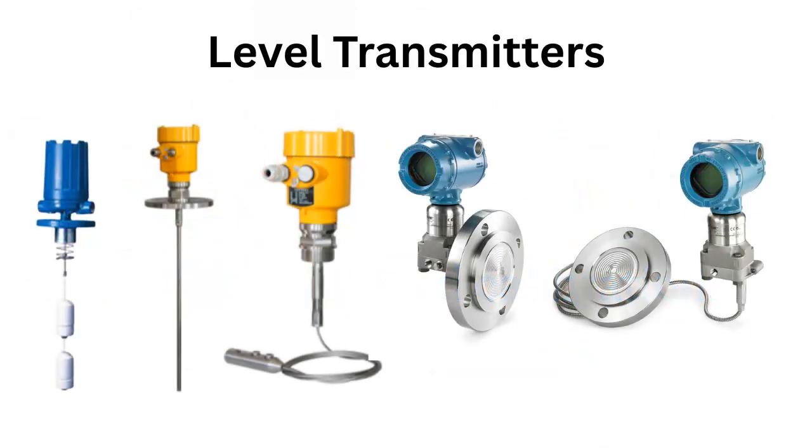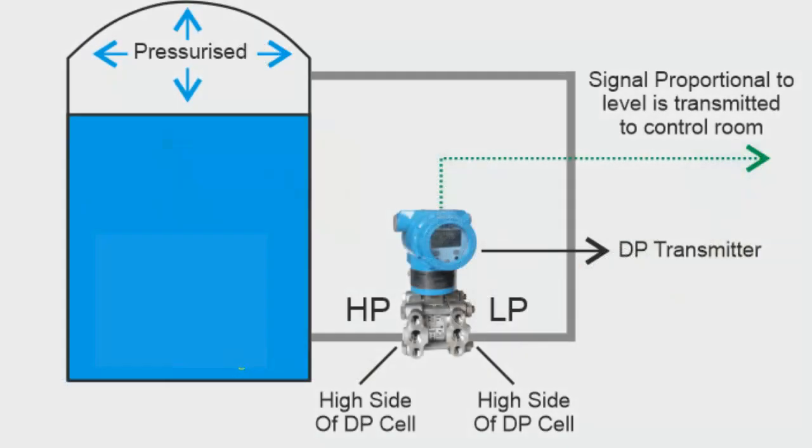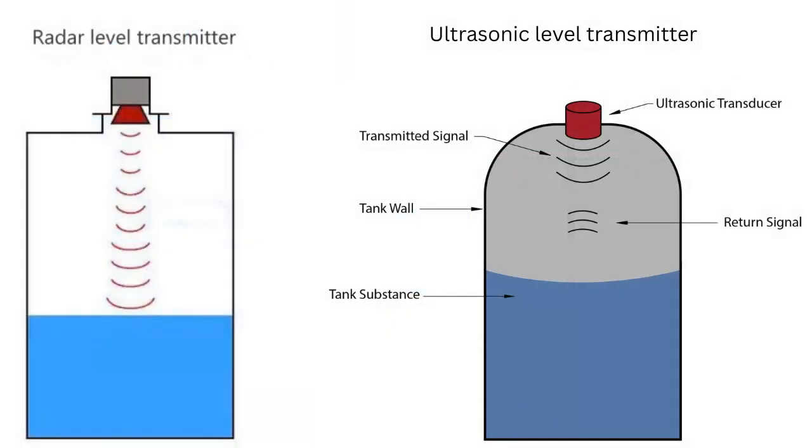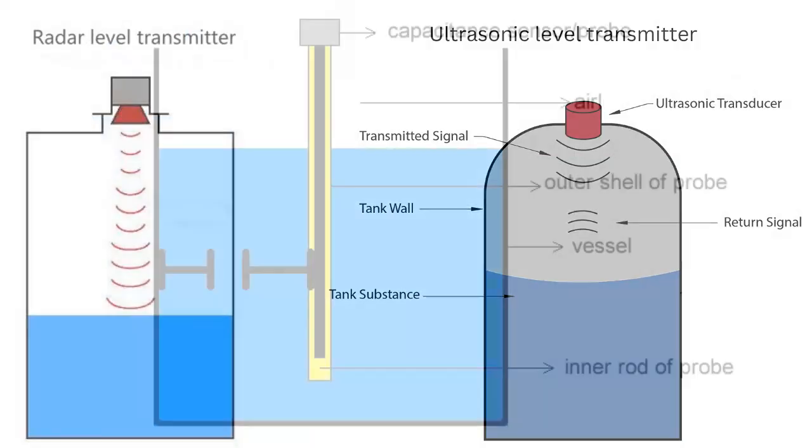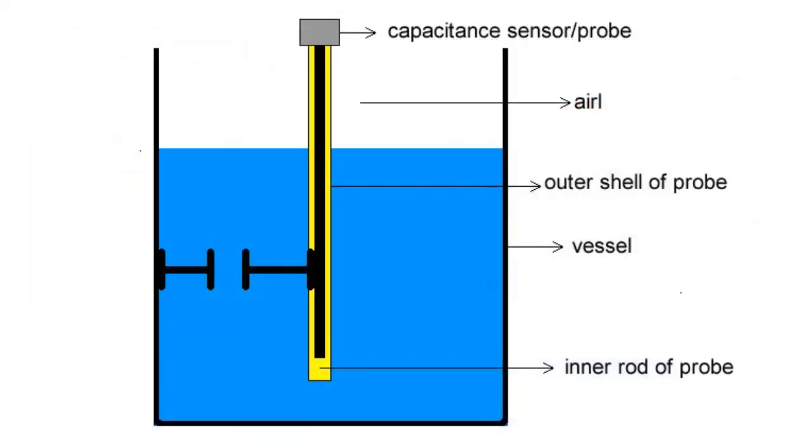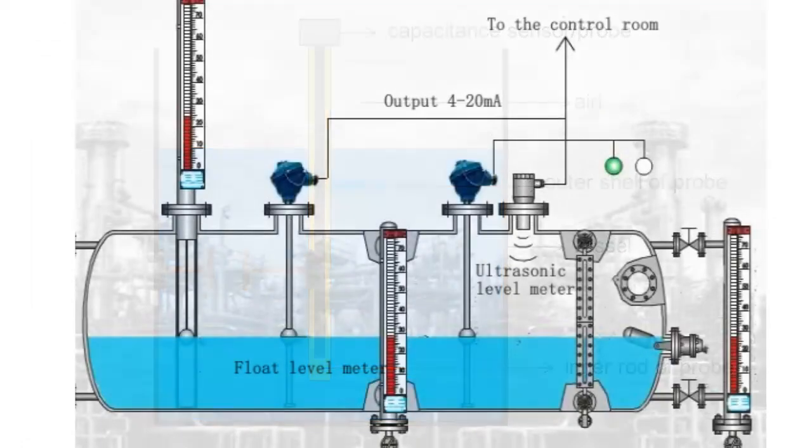Level transmitters measure how full a tank or vessel is. Hydrostatic types use pressure at the bottom of the tank. Ultrasonic and radar types bounce signals off the surface and measure echo time. Radar works better in vapor or steam. Capacitive types measure changes in capacitance. Smart units can detect foam, false echoes, and tank geometry issues.